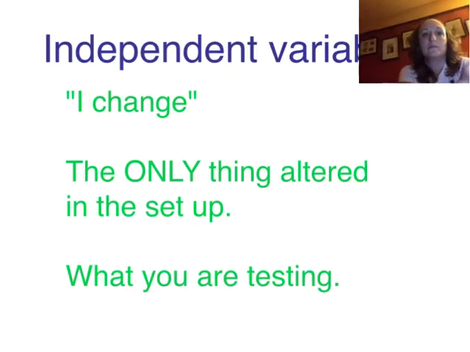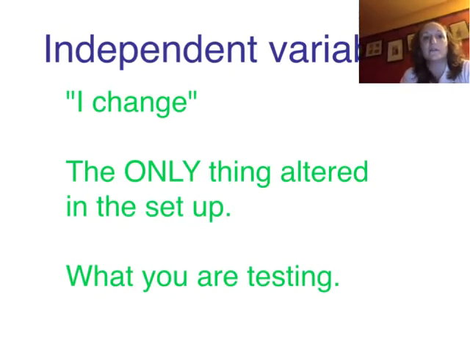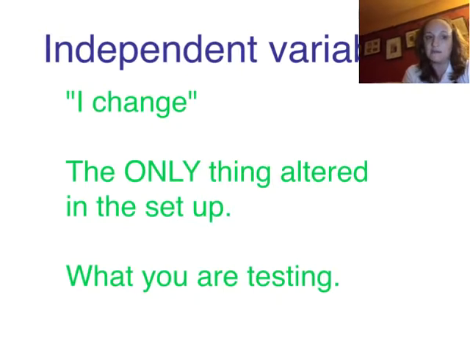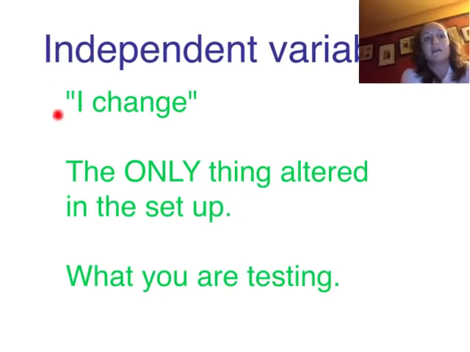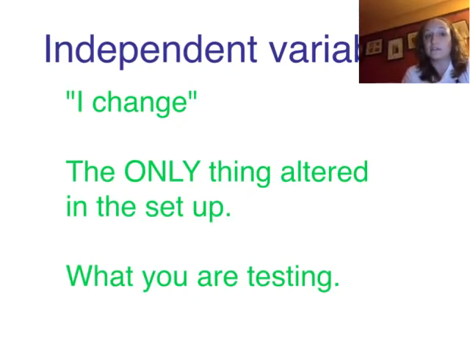Next up is independent variable, and I realize that my picture is kind of blocking out the variable. But this is the I change statement. So the I in independent and the I in the I change. It's also the only thing altered in the setup, and it's what you are testing in the experiment, just the one thing that you're testing.